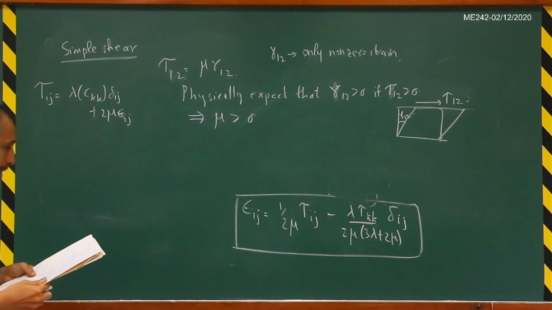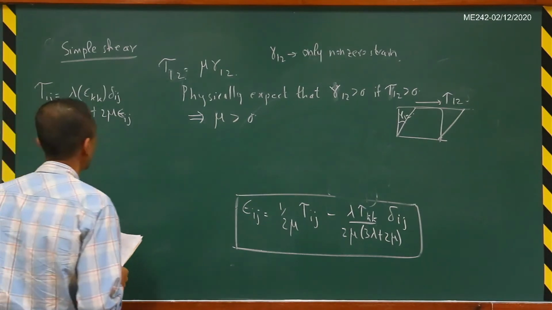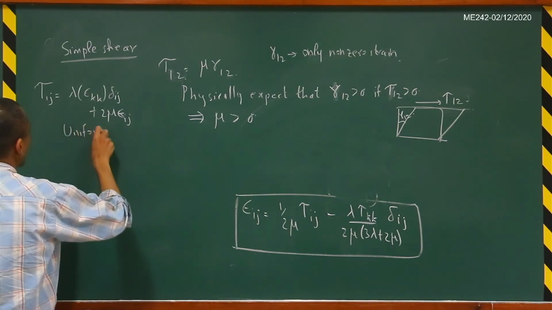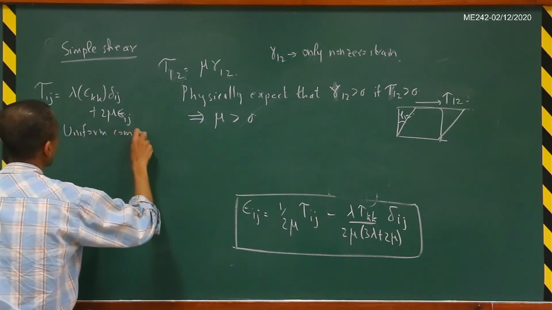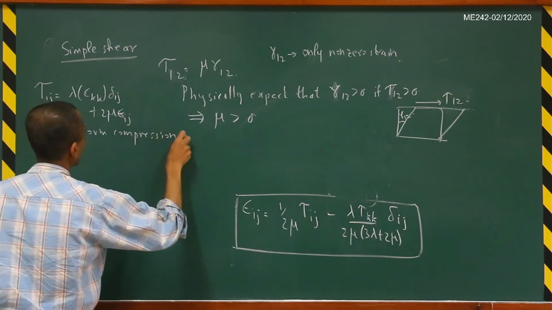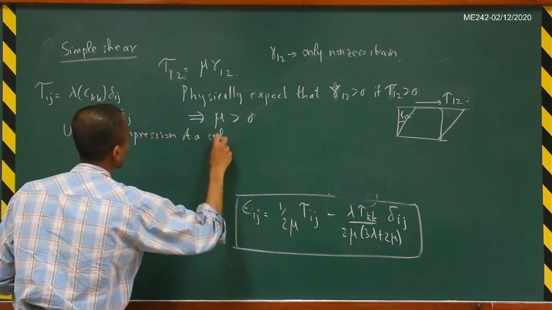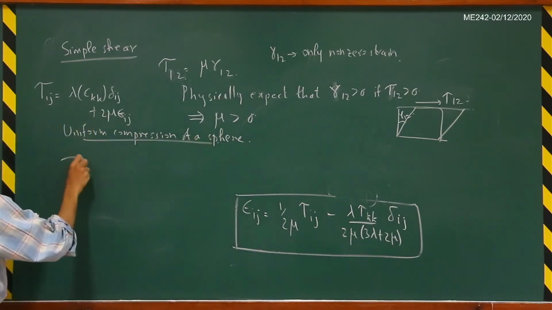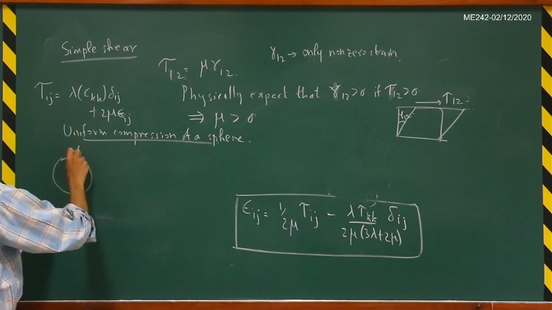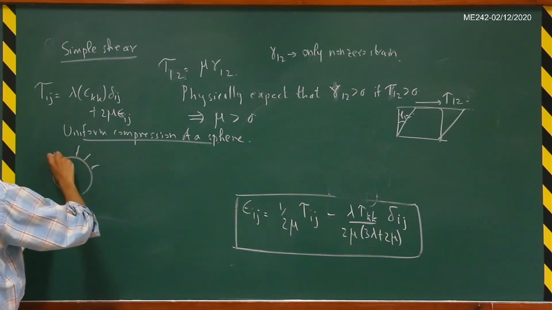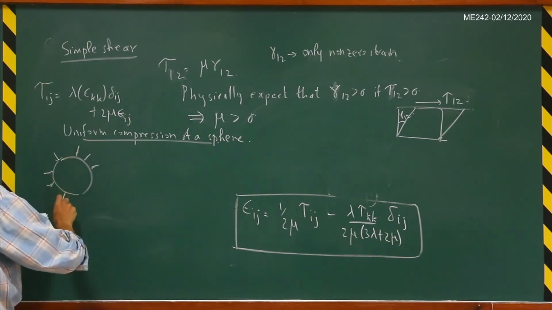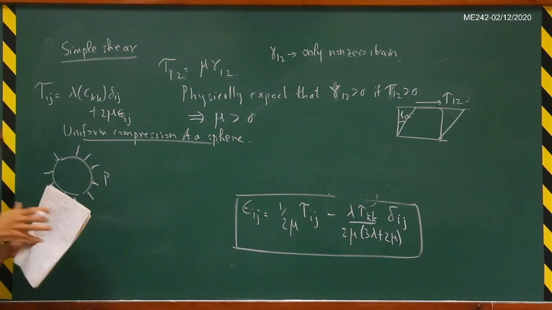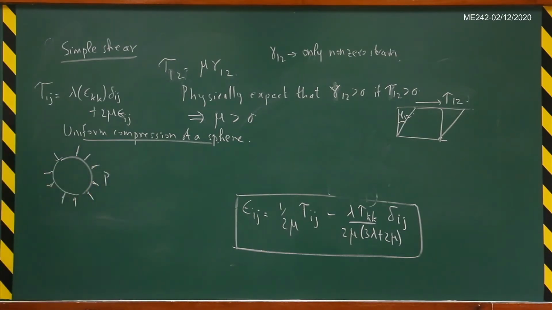Fine. Then the next thing that we are going to consider is uniform compression of a sphere. Basically here what we are doing is taking a sphere and applying uniform pressure on all the sides like this. Okay, so just apply a uniform pressure to a sphere. So you're just compressing a sphere from all directions like this.